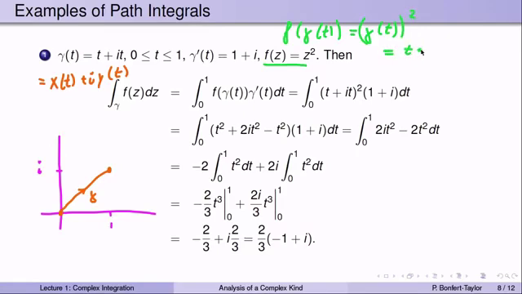Gamma of t squared is (t plus it) squared. So that's where this term comes from right here. And I need to multiply by the derivative of gamma. We found that as 1 plus i. And now I have an integral of a complex valued function, and I know how to evaluate that.